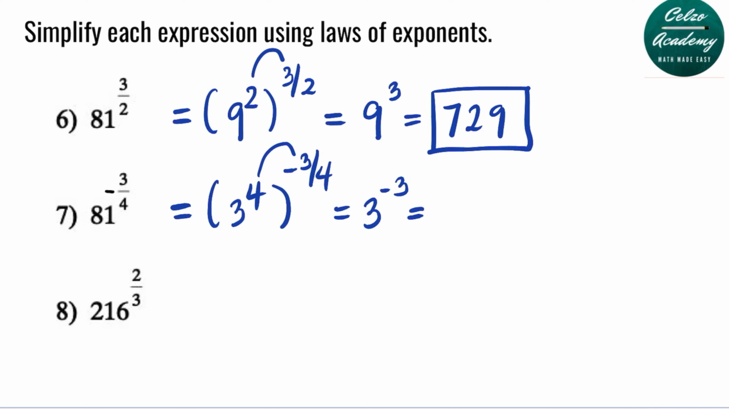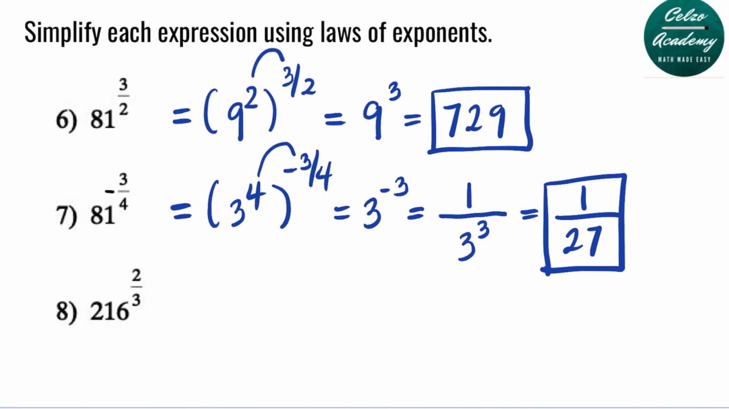Now we need to use the negative exponent rule. To make this positive, we need to move this into the denominator. So the numerator will be 1 and the denominator will be 3 to the power of positive 3. Simplifying this, we will have 1 over 3 times 3 is 9, 9 times 3 is 27. So the answer is 1 over 27.